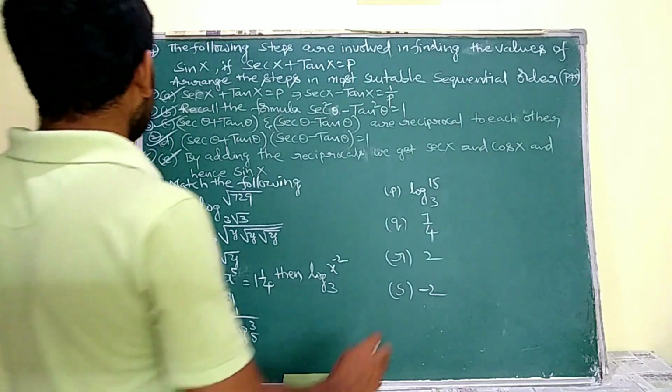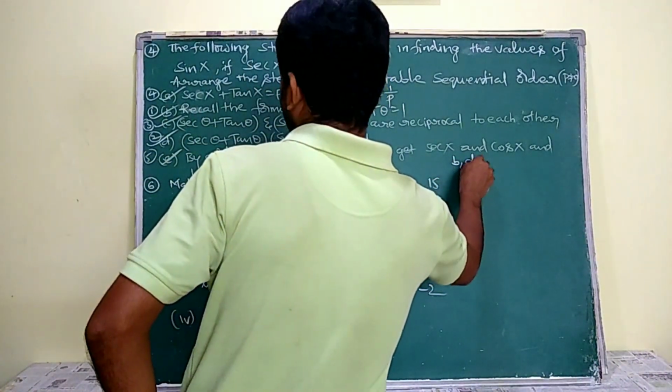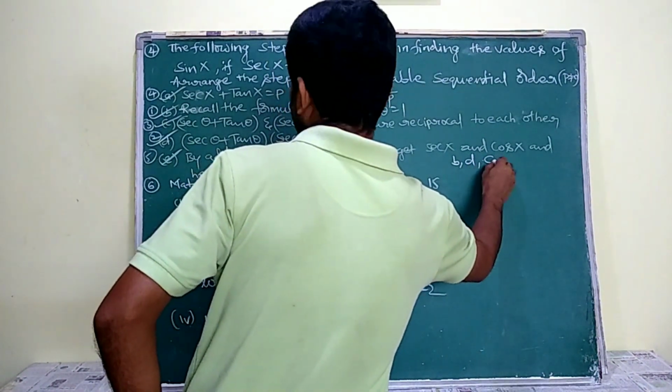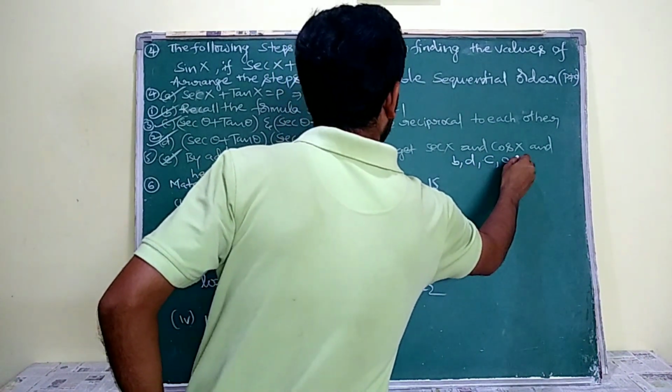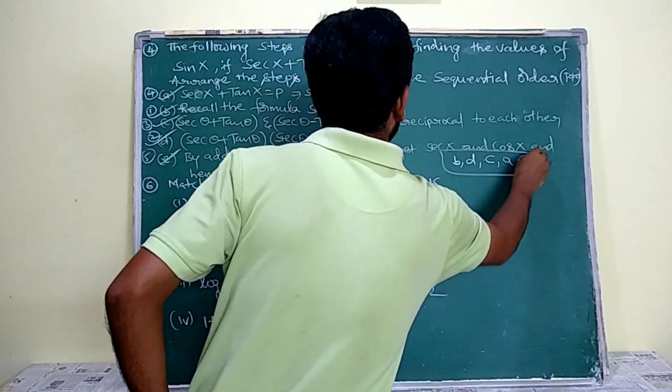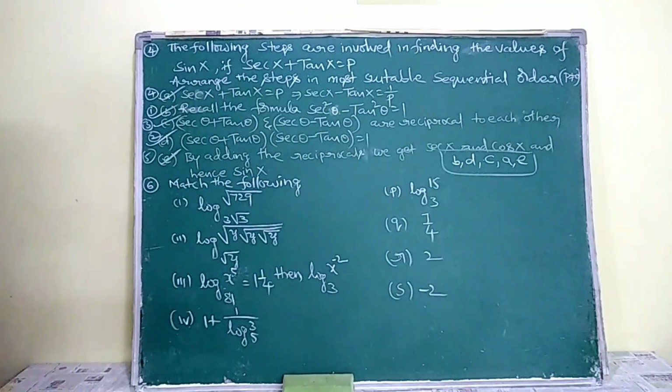So our answer is B, D, third one C, fourth one A, and fifth one E. This is the answer for the sequential order of the steps.